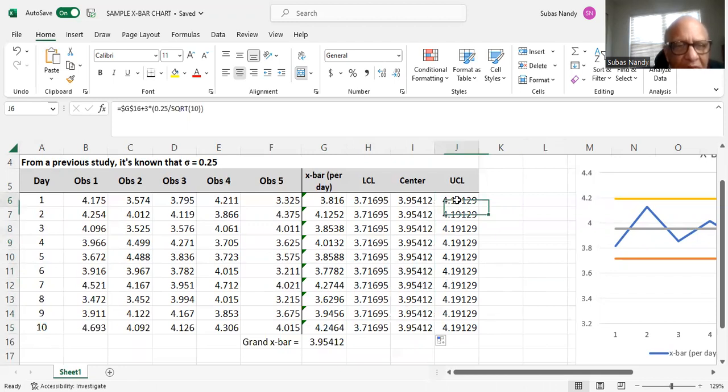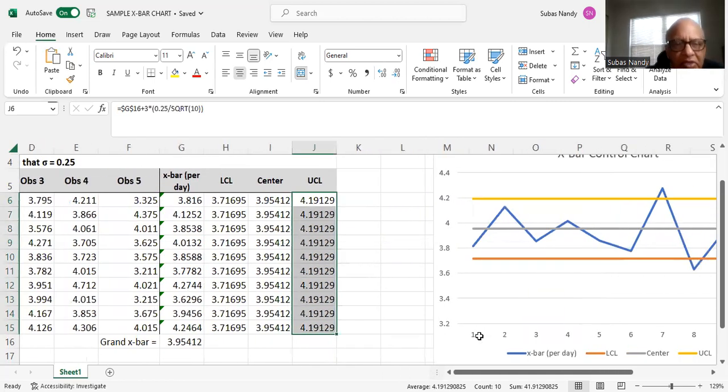Then the upper control limit, the formula I've given before, is $G$16. That is the grand X bar, plus, instead of minus this time it is plus 3 multiplied by, in parenthesis, 0.25, which is the standard deviation sigma given on the top, divided by square root of 10, because we have 10 days of data. Once we calculate that, we just drag it down just like before, and the cells get filled up. Now we have to make the chart.